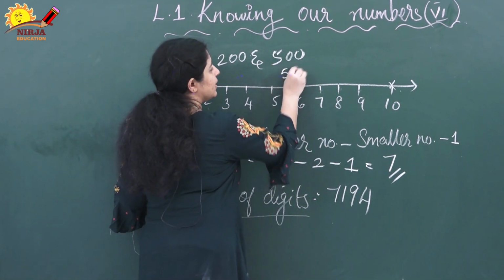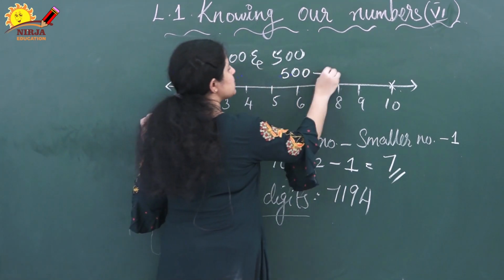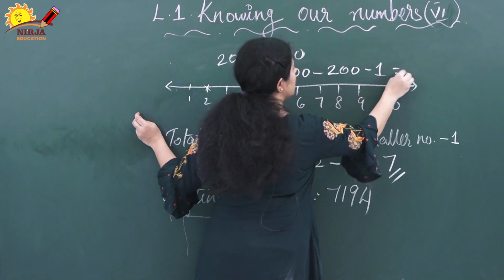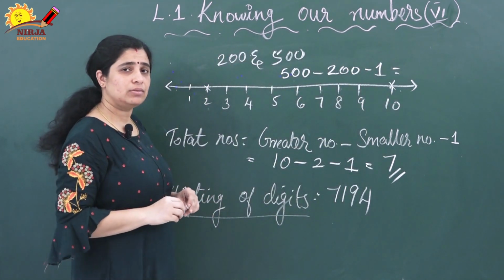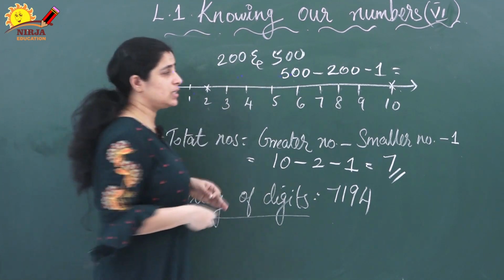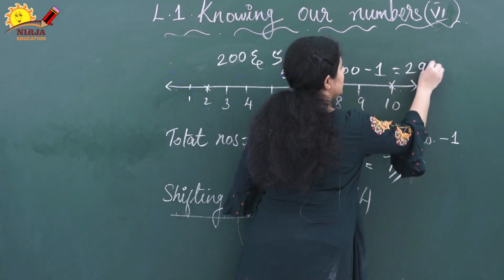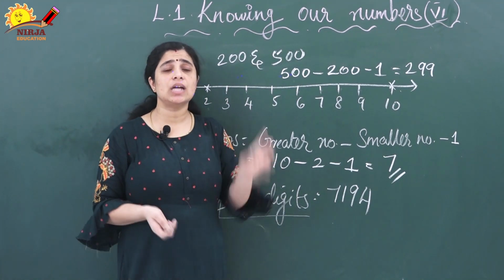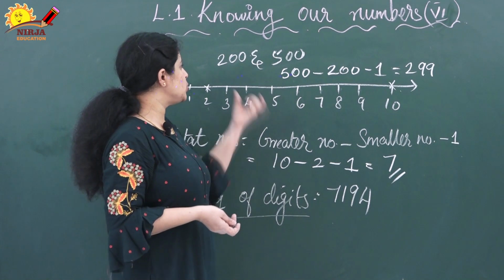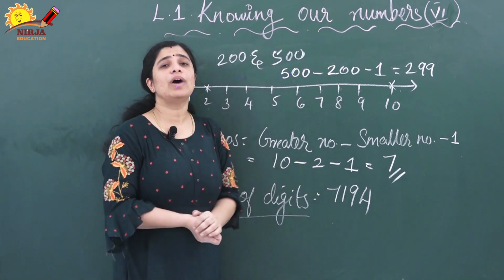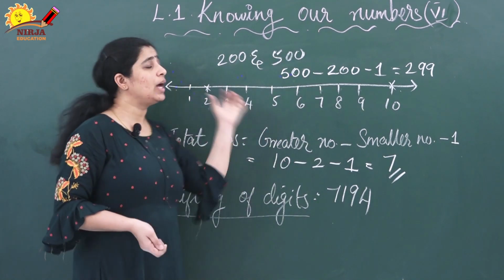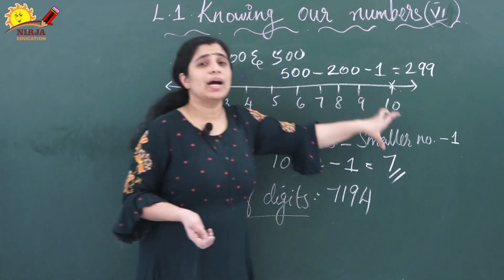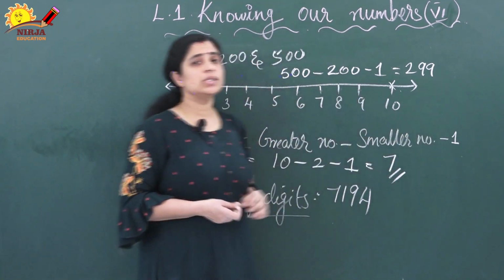So 500, greater number, minus smaller number, that is 200, minus 1. 500 minus 200 is 300. 300 minus 1 is 299. So 299 numbers will be there in between 200 and 500. So using this formula you can calculate this easily. That means greater number minus smaller number minus 1.